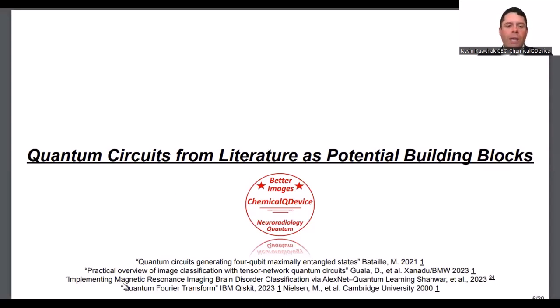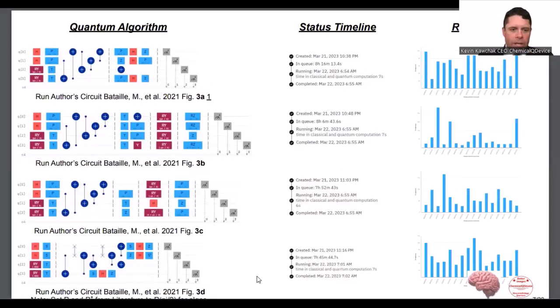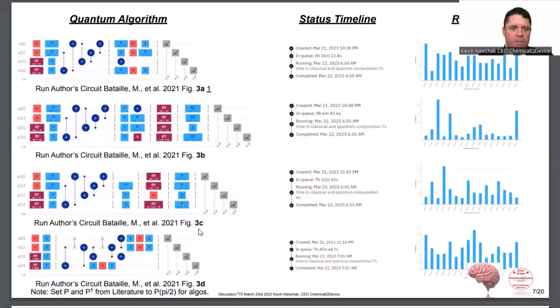And then this third one, implementing MRI, and this is AlexNet, quantum learning, and I've shared this paper before. And then this other one, quantum Fourier transform, is more of a tutorial on IBM Qiskit, kind of backed up by Cambridge. Now, these are 4 different circuits in their specific paper.